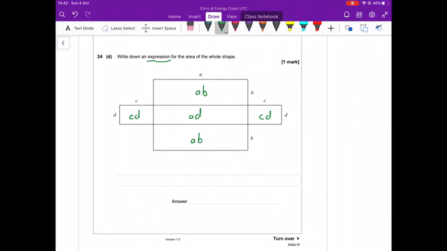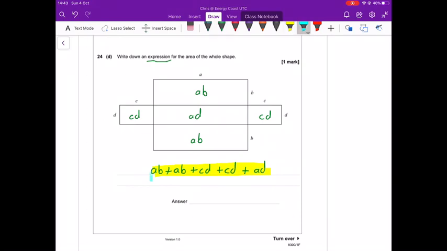Expression means, I'm going to add everything together. Expression is a list of letters and numbers without an equal sign, okay? So the area is all of these things added together, so it's AB, add AB, so that's top and bottom, add CD, doesn't matter what order you do this in, add AD. That is fine, that will get you 4 marks, it's only 1 mark question, okay?